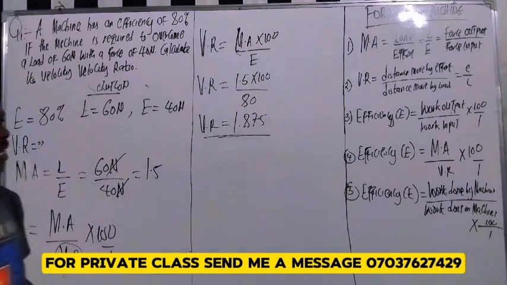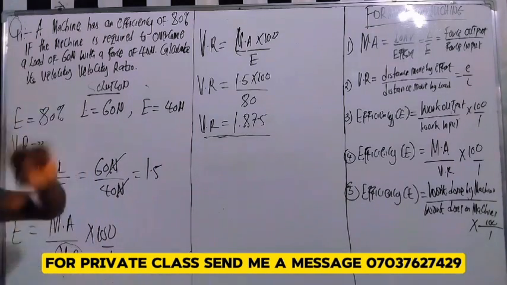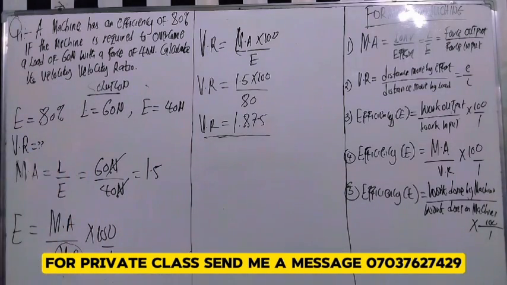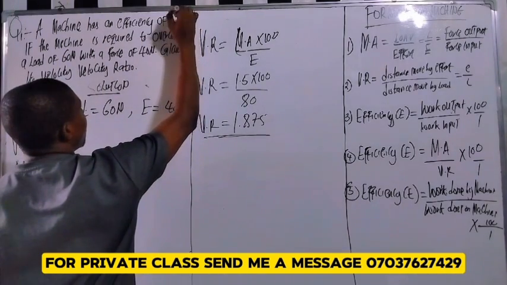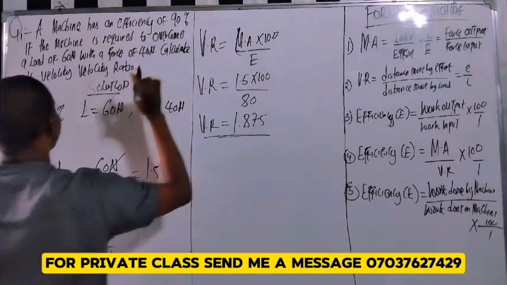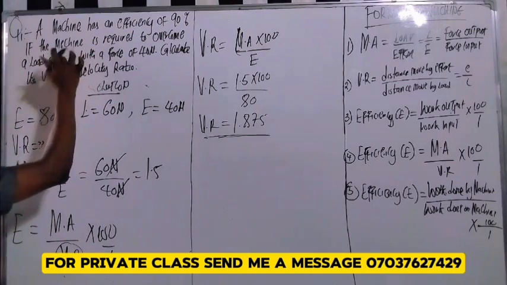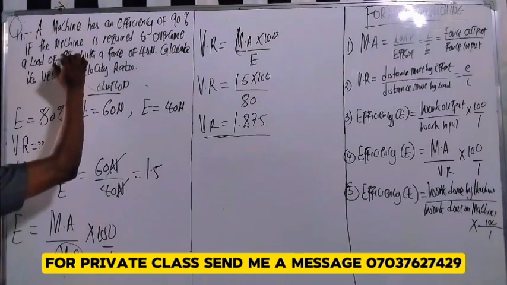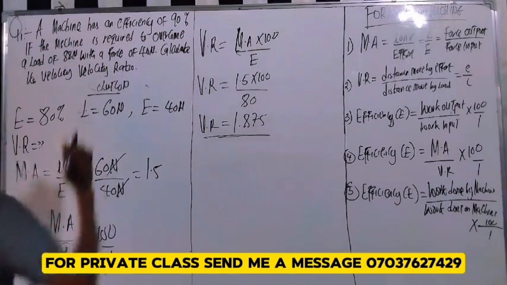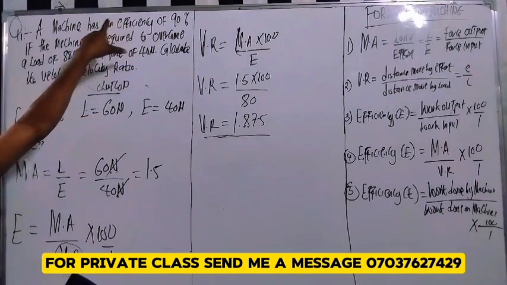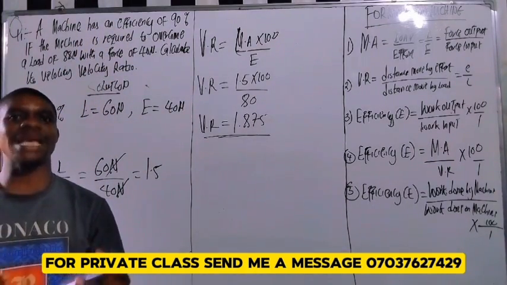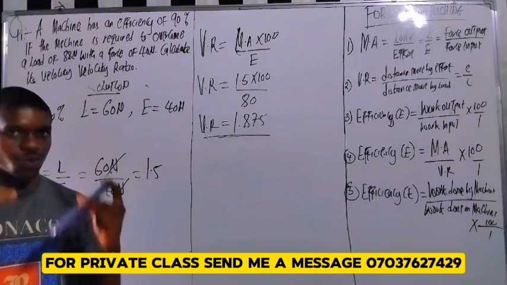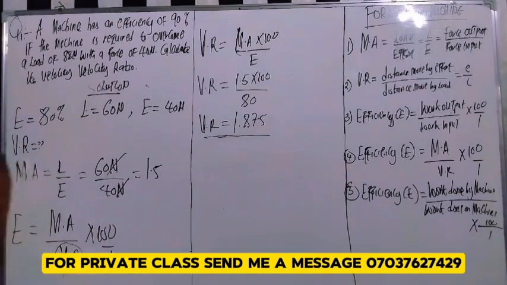So that is how to get the first one here. Now I want to change the values here. Let's say this one is 90%, and here we have 88 Newton, and here we have 40 Newton. So go ahead and solve this for me. Try one, and leave your answer in the comment section. Please pause the video and follow through here.